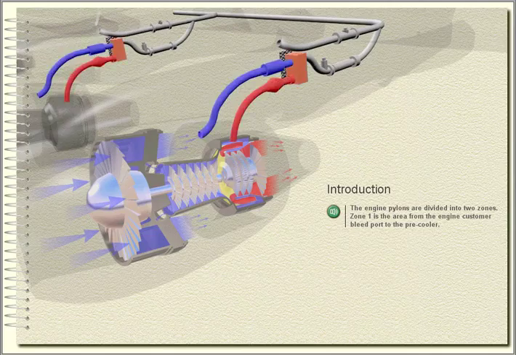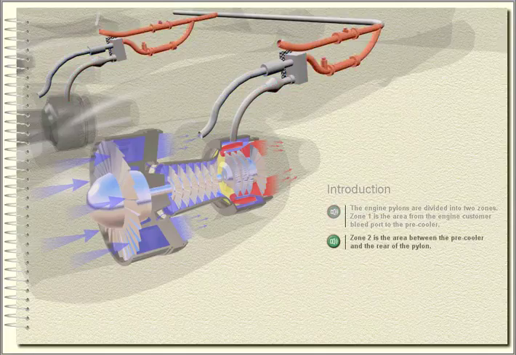Introduction. The engine pylons are divided into two zones. Zone 1 is the area from the engine customer bleed port to the pre-cooler. Zone 2 is the area between the pre-cooler and the rear of the pylon.